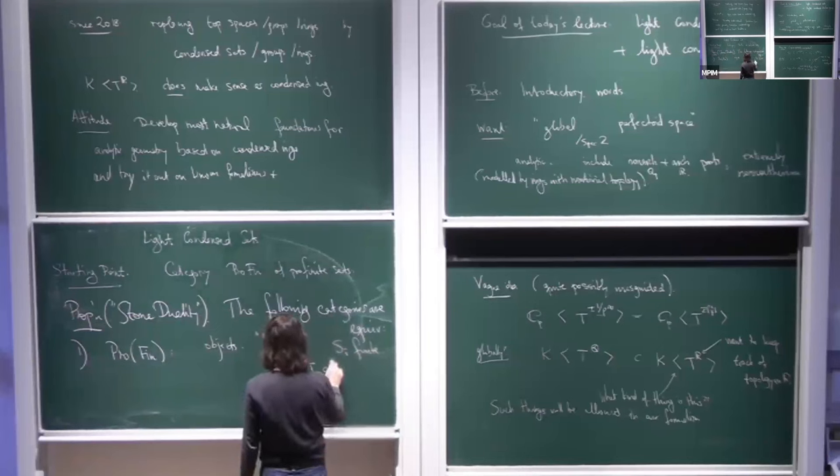Then you see that the map from S to the inverse limit of all the Sn's is injective, because for any two elements, you can distinguish them in some finite quotient. But also because it's a limit of surjective maps, it's surjective. So it's a bijective map, but a bijective map of compact Hausdorff spaces is an isomorphism.